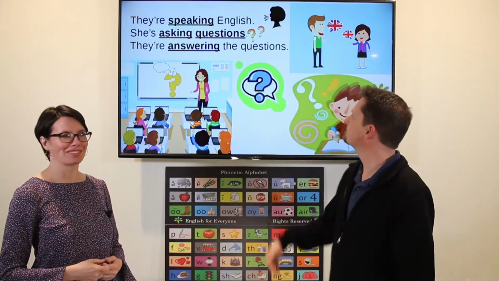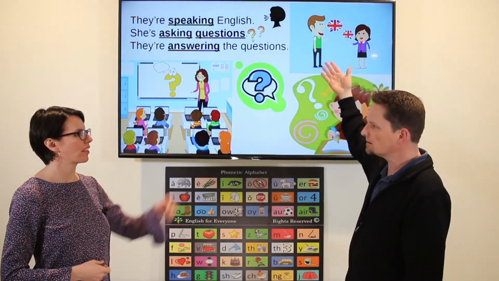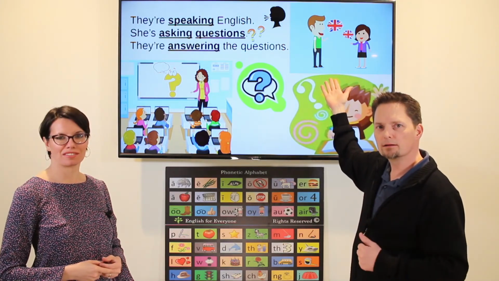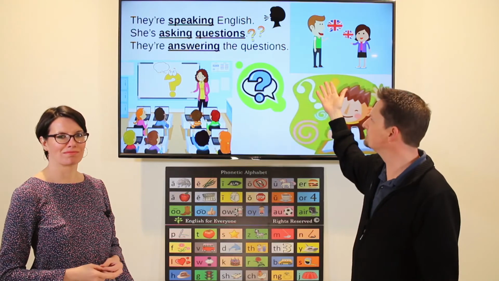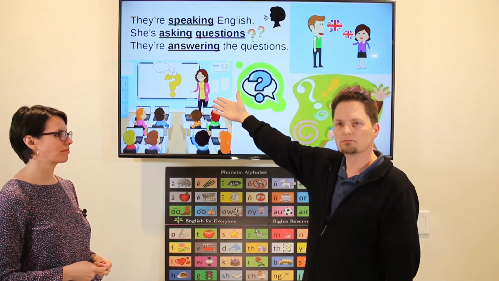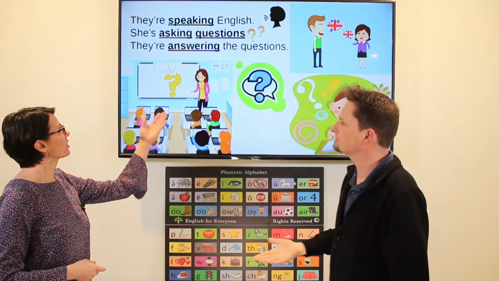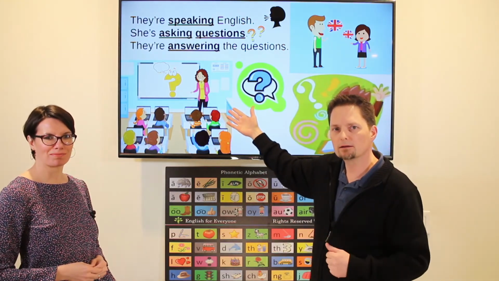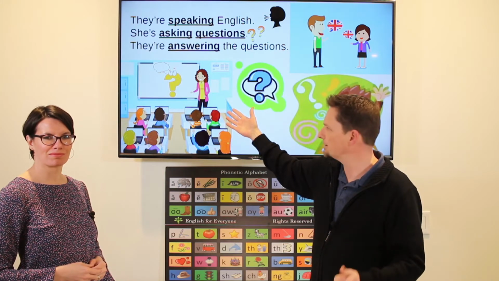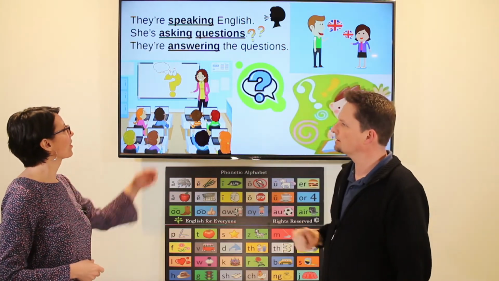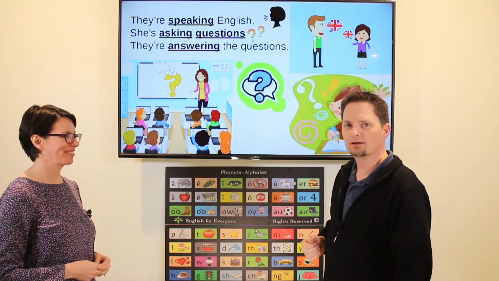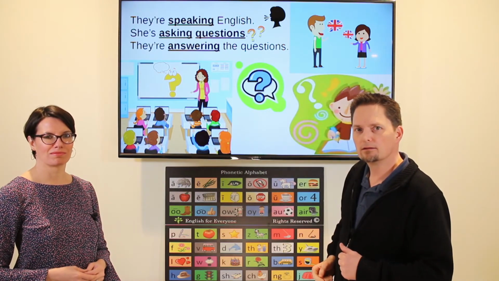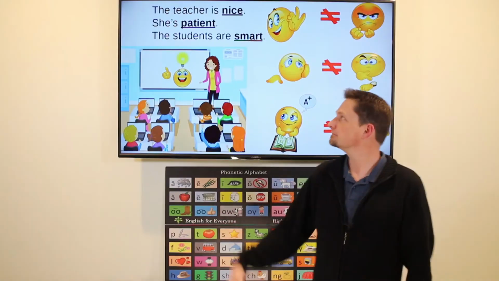Let's practice. What are they doing? They are speaking English. Very good. What are they doing? Respond. Very good. The teacher. What is she doing? She is asking questions. Very good. What is she doing? Respond. Very good. What are they doing? They are answering the questions. Very good. Question. What are they doing? Respond. Very good.